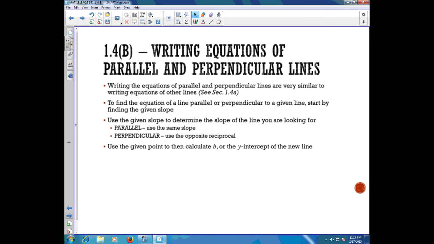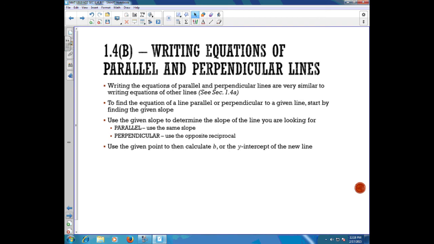To find the equation of a line parallel and perpendicular to a given line, we first need to find the given slope. Once we have the given slope, if we want the parallel line, we're just going to use the same slope. And if we want the perpendicular line, we're going to use the opposite reciprocal. We're just going to flip the fraction and change the sign. Once we have the slope that we're going to use, we'll use the given point to calculate b, or the y-intercept of the new line.